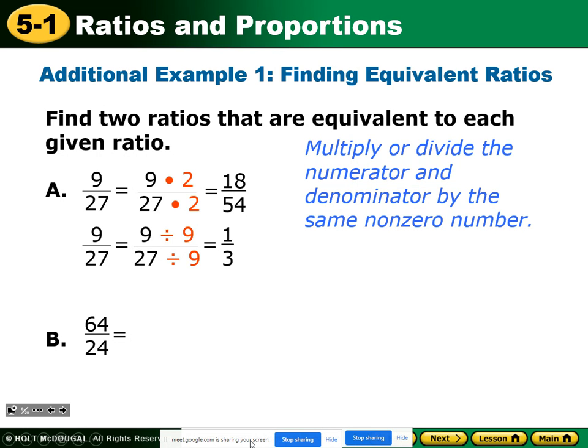64 over 24. You guys got to be quiet here. Yes, go ahead, Kevin. 4/3. Okay. 4 over 3. Anybody else? Give me another one, Haley. You did divide by 8 over 8. Good job. Good deduction.